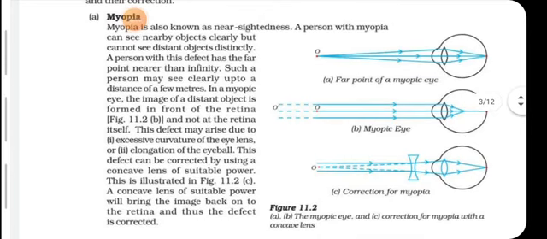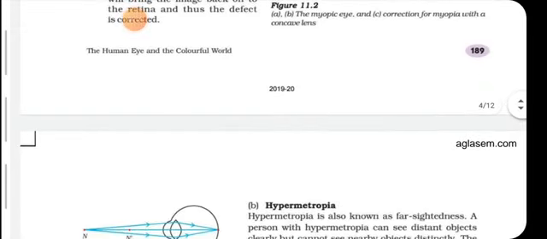In a myopic eye, the image is formed in front of the retina. This is due to two main causes, that is the excessive curvature of the eye lens or the elongation of the eyeball, and thus a myopic eye needs a correction using a concave lens. Fine students, I hope now you are clear with myopia. It is also known as nearsightedness. Its correction is a concave lens, and the two main reasons are the excessive curvature of the eye lens and the elongation of the eyeball.